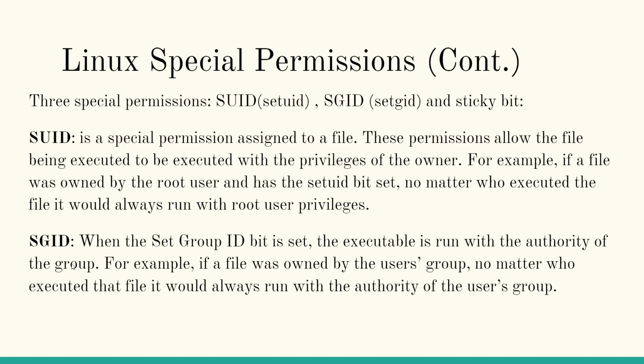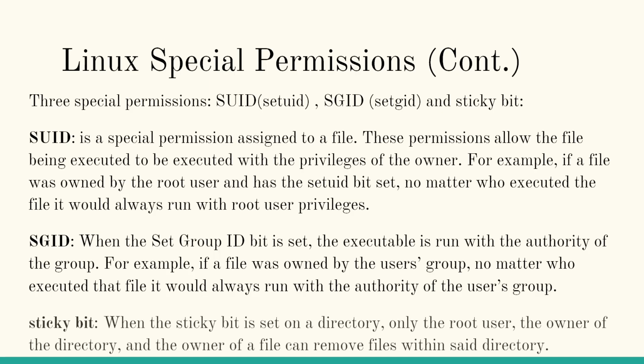We have the SGID, which is when the set group bit is set and the file runs with the authority of the group owner. For example, if a file was owned by a group, no matter who executes it, it will always run with the authority of that group itself. So if the owner group is root and you execute this file using the Ubuntu user or John user, it will actually run as the root group, not as the Ubuntu user or John user.